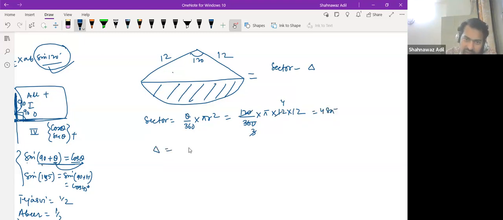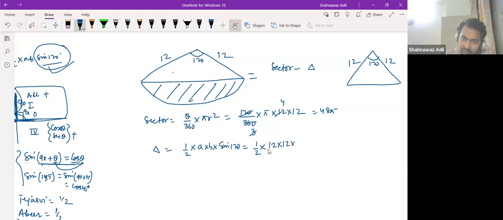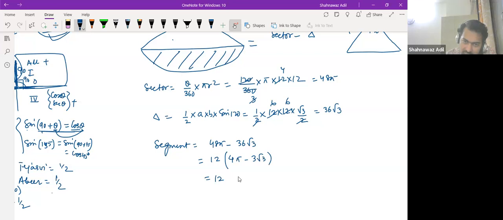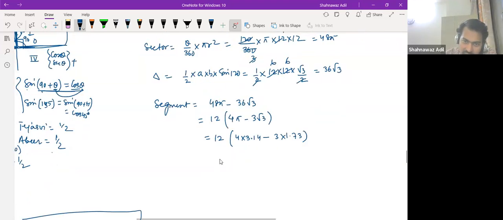And the triangle is half a b sine of 120, right? This is the triangle. This is 120, this is 12, this is 12. So this is half, and 12 into 12, and sine 120 is root 3 by 2. Right. So this is 6, this is 6. So 36 root 3. So the area of the segment is 48 pi minus 36 root 3. So 12 is common here. So 12 times 4 pi minus 3 root 3. So 12 times 4 into 3.14 minus 3 into 1.73. So this is how much?